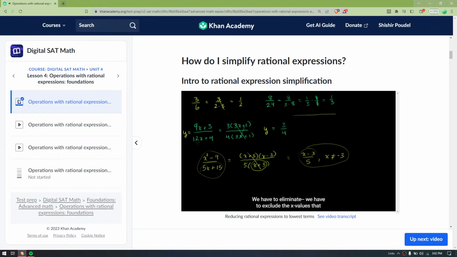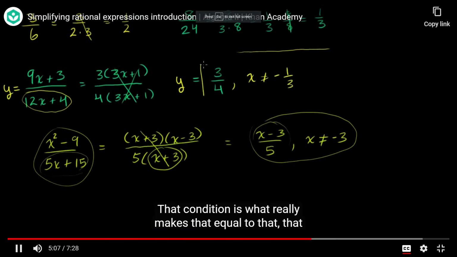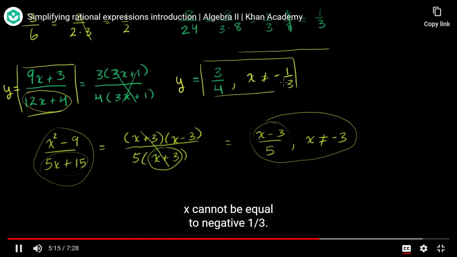But we have to add one condition. We have to exclude the x values that would have made this thing right here equal to 0. And that would be 0 if x is equal to negative 1/3. If x is equal to negative 1/3, this denominator would be equal to 0. So even over here, we'd have to say x cannot be equal to negative 1/3. That condition is what really makes that equal to that.